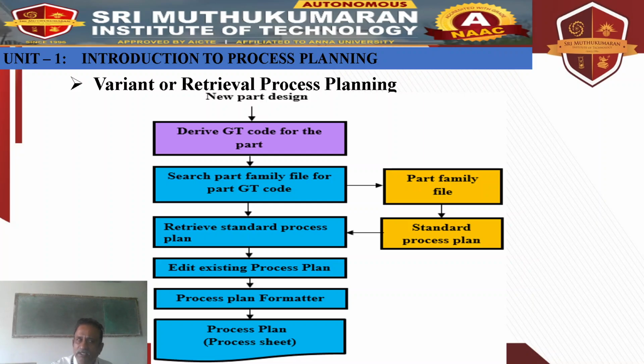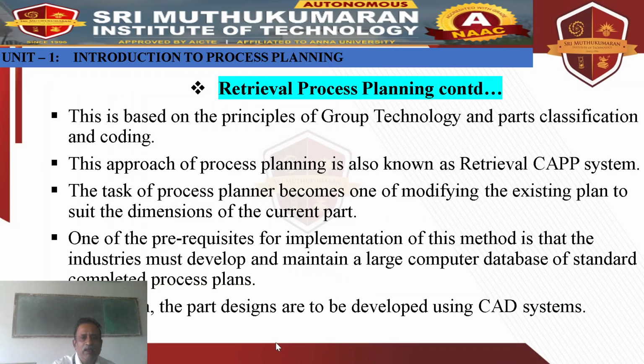The process plan is for a component in the family which is similar to our current component, so the dimensions may not be the same. We have to make some alterations, some editing in this existing process plan, and we are preparing a new plan. These details are then given to the process plan formatter, which formats the plan and produces a process sheet in the required form. This is the output of the process plan. This planning is based on the principles of group technology and parts classification and coding. As I told, group technology is grouping of similar components, and you are classifying them with some coding system. This approach of process planning is also known as retrieval computer-aided process planning system.